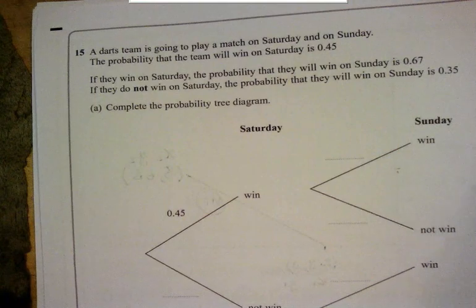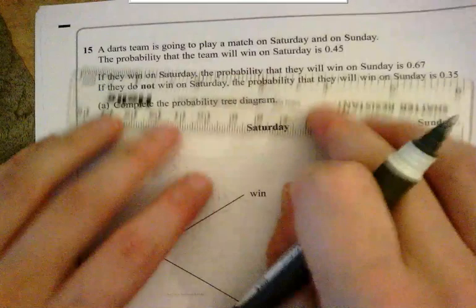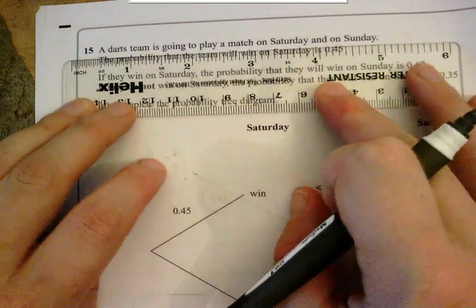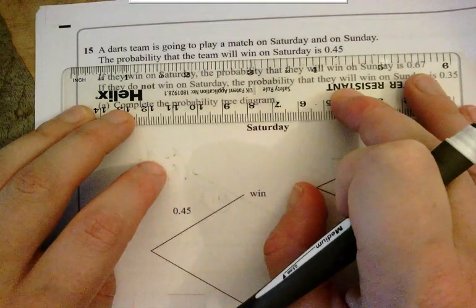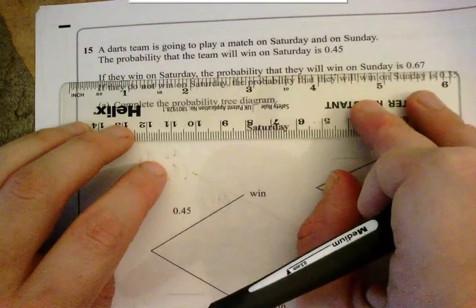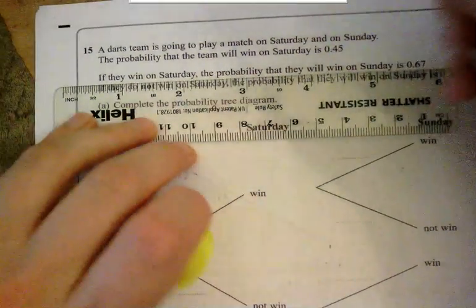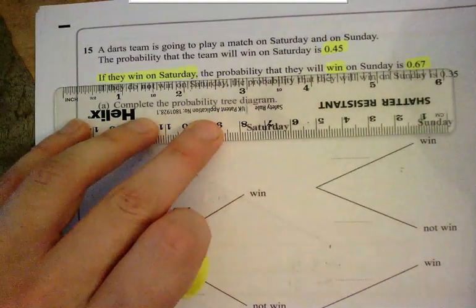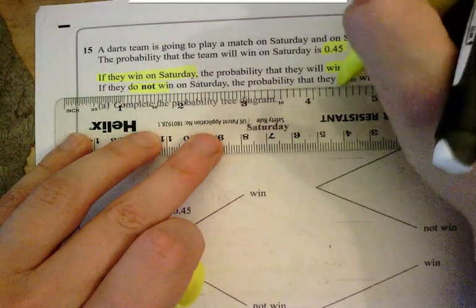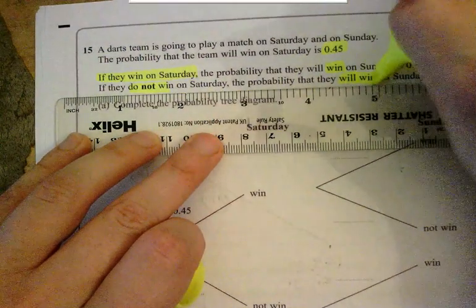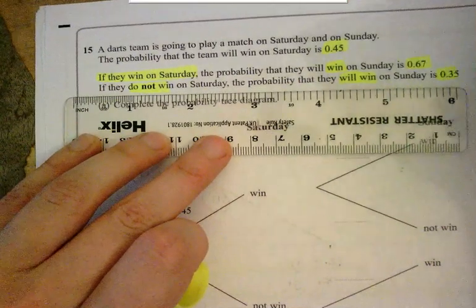Question 15. A darts team is going to play a match on Saturday and on Sunday. The probability that the team will win on Saturday is 0.45. If they win on Saturday, the probability that they will win on Sunday is 0.67. If they do not win on Saturday, the probability that they will win on Sunday is 0.35.